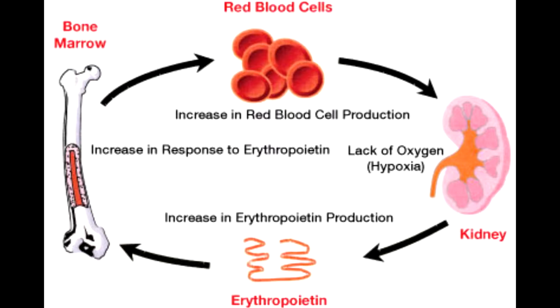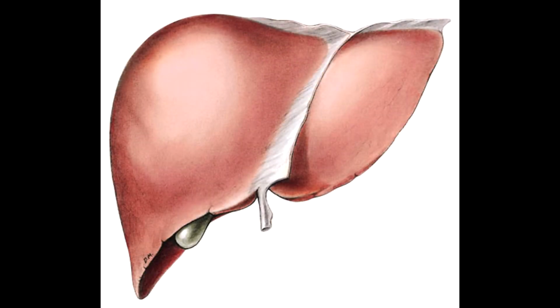Red blood cells are made by stem cells in the bone marrow of the skull, vertebrae, ribs, and end of long bones. The liver and spleen are the organs that recycle red blood cells as well as destroy them.